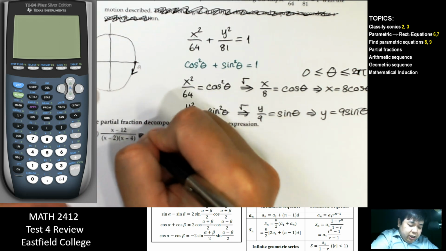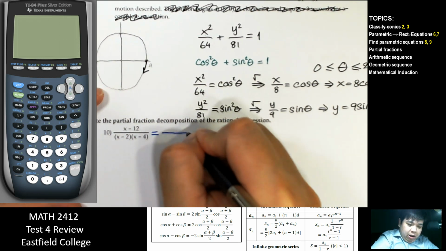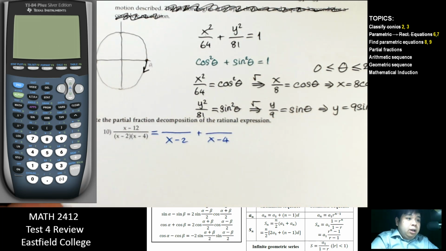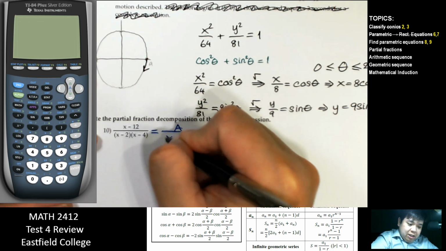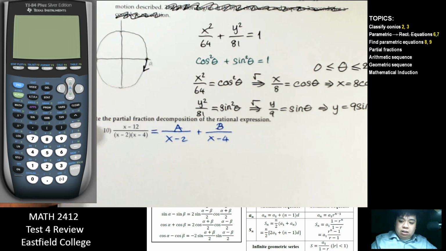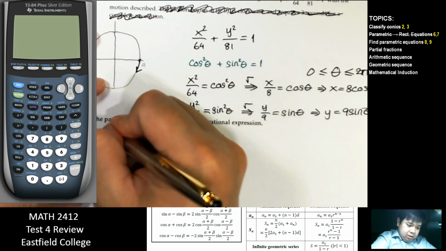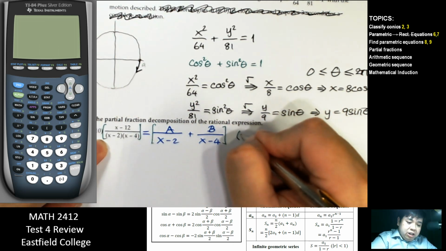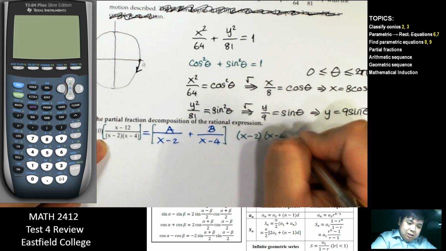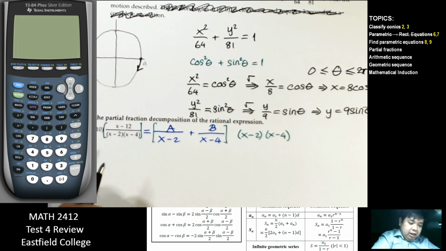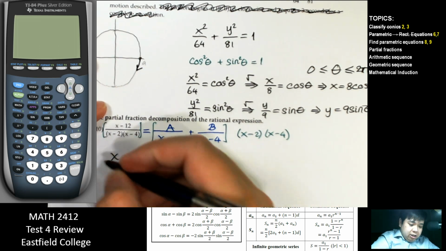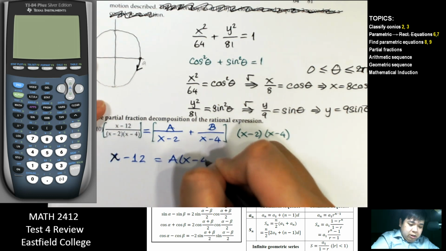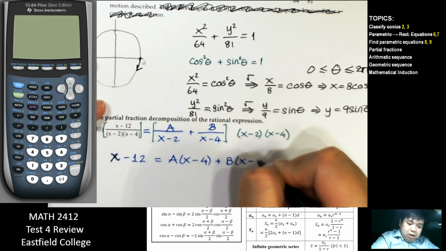Two factors there. So we'll have a factor of x minus 2 and then x minus 4. On the top we have less degree than the bottom, so we have A and B. Multiply both sides by the common denominator, and we will have x minus 12 equal to A(x minus 4) plus B(x minus 2).